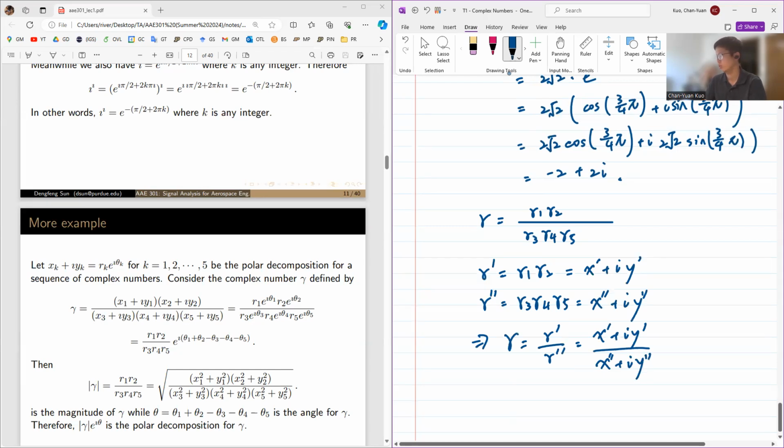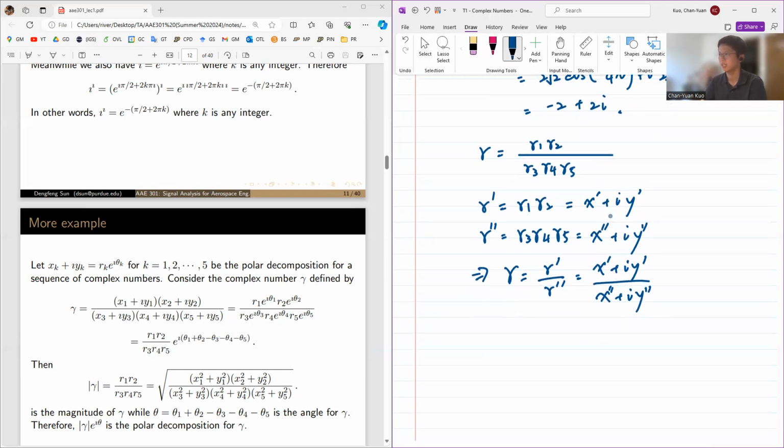And again, we will have to do the, I forgot the terminology again. Basically, you will have to rationalize it. Yes, you have to rationalize this by multiplying the complex conjugate of gamma double prime in the denominator and the numerator at the same time. And you can see how tedious this can be. But with the polar form, we can now evaluate this fraction by doing something like this.